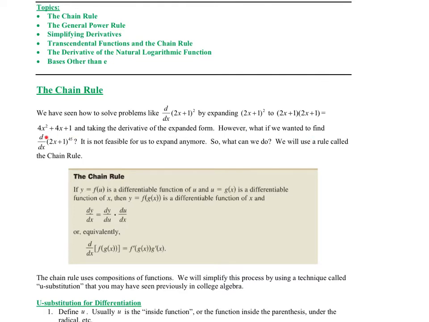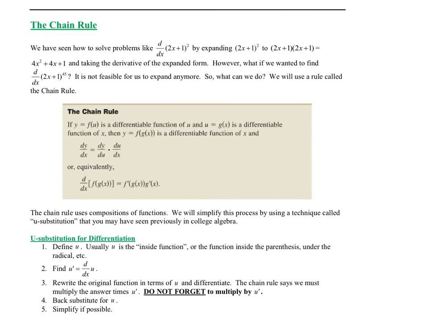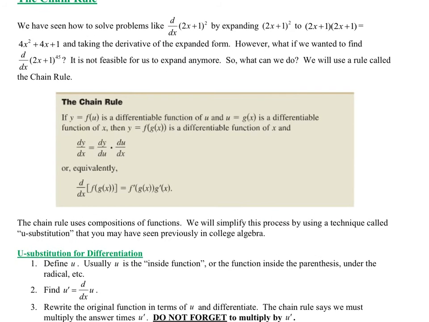However, what if we wanted to find the derivative with respect to x of (2x + 1) to the 45th power? The idea of expanding it would mean expanding it 45 times, and it is no longer viable. This is not feasible for us to expand anymore. So what can we do? We use a rule called the chain rule. Really, I would like to use the general power rule, but we'll start off with the formal definition.